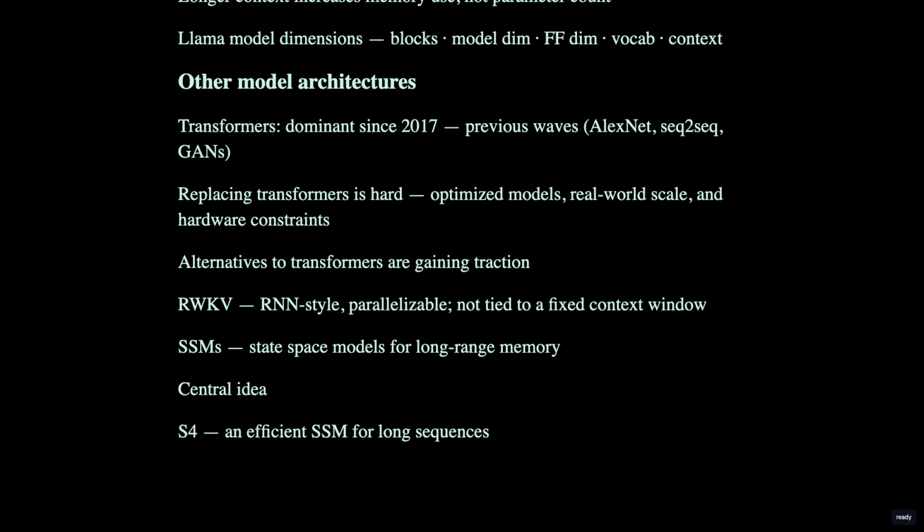S4, introduced by Gu et al. in 2021, is a structured state space model designed to make SSMs practical for very long sequences. It uses a special parameterization and algorithmic optimizations so you can compute with long-range state dynamics much more efficiently than with naive SSM implementations.